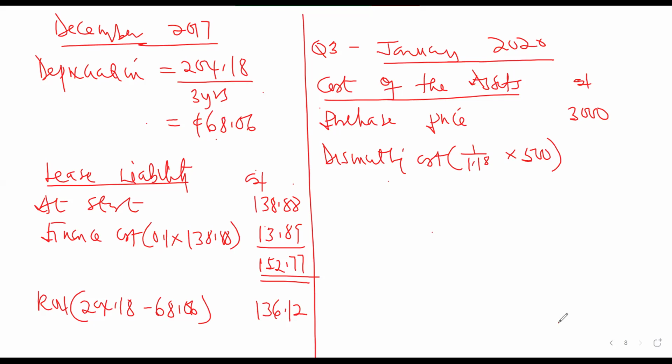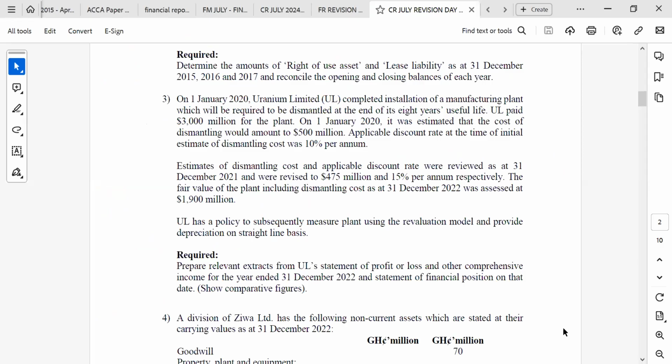Okay. How much are we having? The discount factor for 10%, 8 years. Please, what rate are you using? It's 10%. They have given us a rate there to be 10%, or the applicable rate at the time of the initial estimate of dismantling cost was 10% per annum.